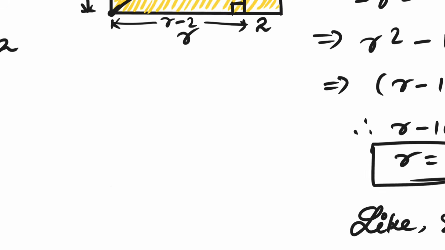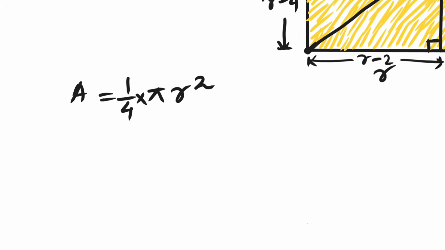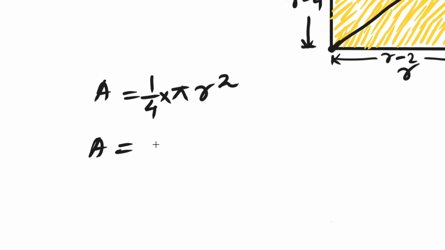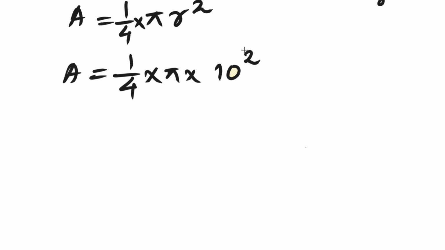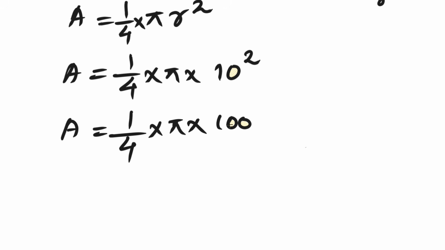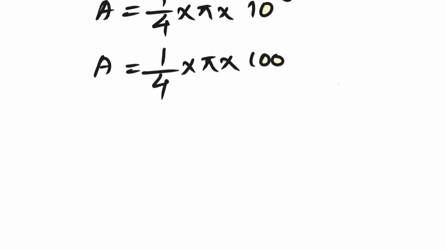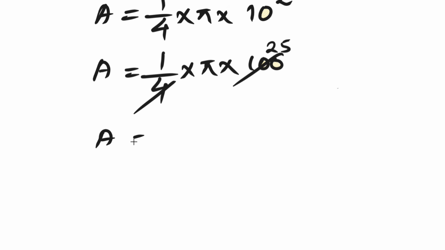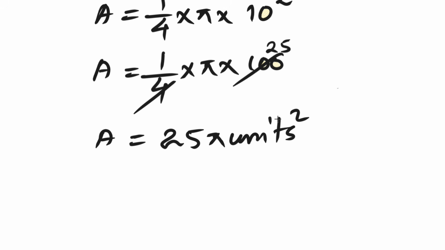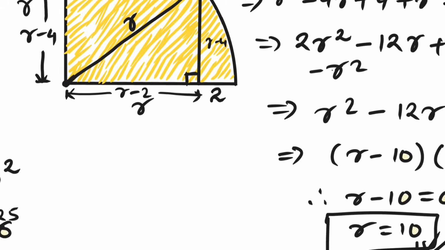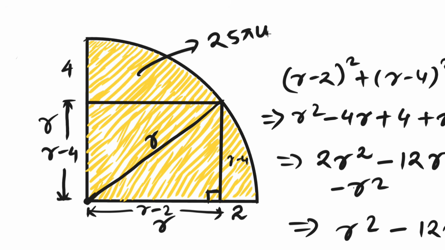We already know that r equals 10, so now we substitute 10 for r. That gives us area equals 1/4 multiplied by pi multiplied by 10 squared. 10 squared is 100, so this becomes area equals 1/4 multiplied by pi multiplied by 100. 100 divided by 4 is 25, so the area becomes 25 pi square units. Therefore, the shaded quarter circle has an area of 25 pi square units. And notice how we never needed to find the width or height of the rectangle separately.